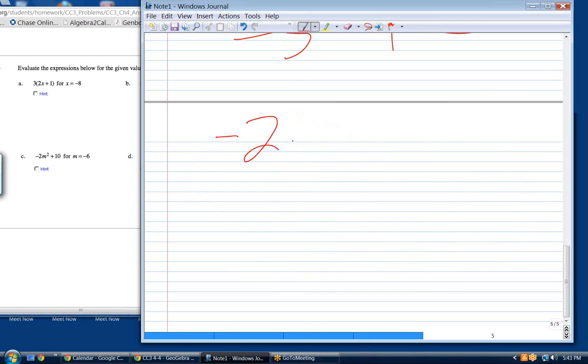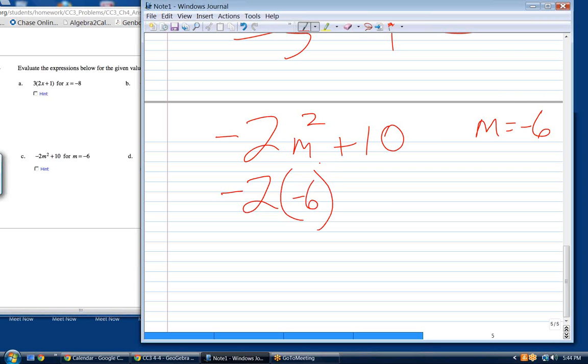Okay. We have minus 2m squared plus 10, and we want to evaluate it when m is equal to minus 6. Okay, let's do it step by step. Don't try to do it all at once. So the first thing I'm going to do is what? I'm going to plug in negative 6 for m, like that, plus 10, and now simplify.